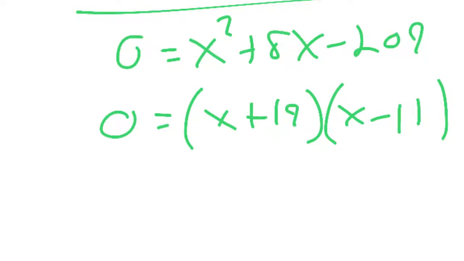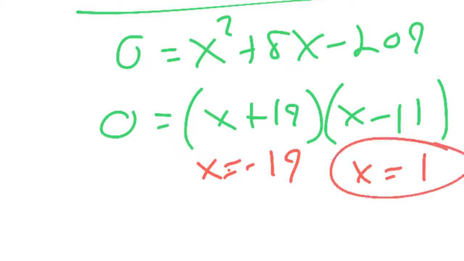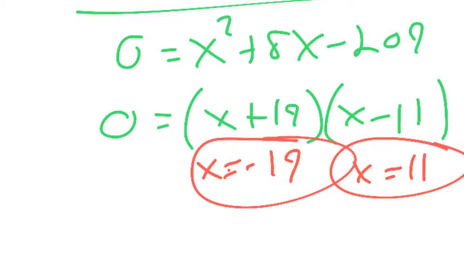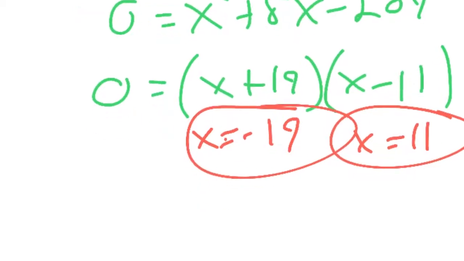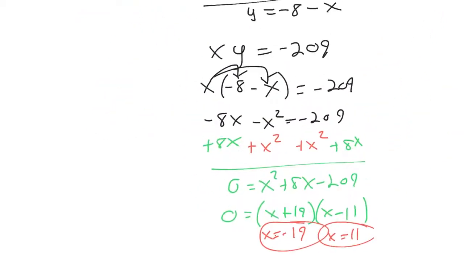And factoring is always best because if you can factor it, then it's really easy to find the solution. You just tell me what it takes to make each parentheses equal 0. So x equals -19, x equals 11. Those are the two solutions. So those are the two numbers that they were looking for.